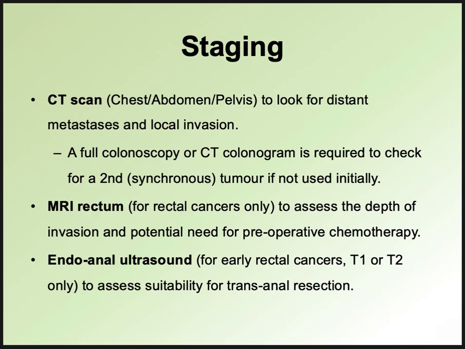A full colonoscopy or CT colonogram is required to check for a second synchronous tumor, if not used initially. For rectal tumors, an MRI rectum or an endoanal ultrasound can be used to look at the depth of invasion and also the need for either preoperative chemo or suitability for a transanal resection.